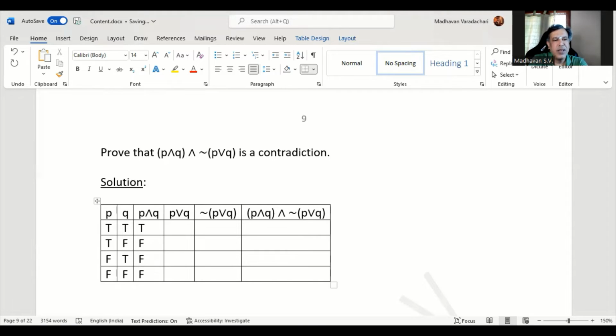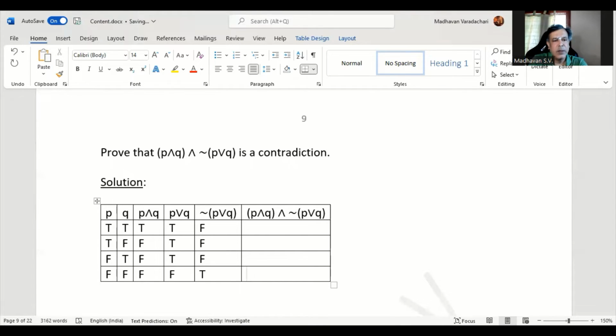P or Q means if any one is true, the result is true, otherwise it is false. Only the last one is false. Here it is true, true, true. Not of P or Q, so opposite of the fourth column, so it becomes false, false, false, and true.